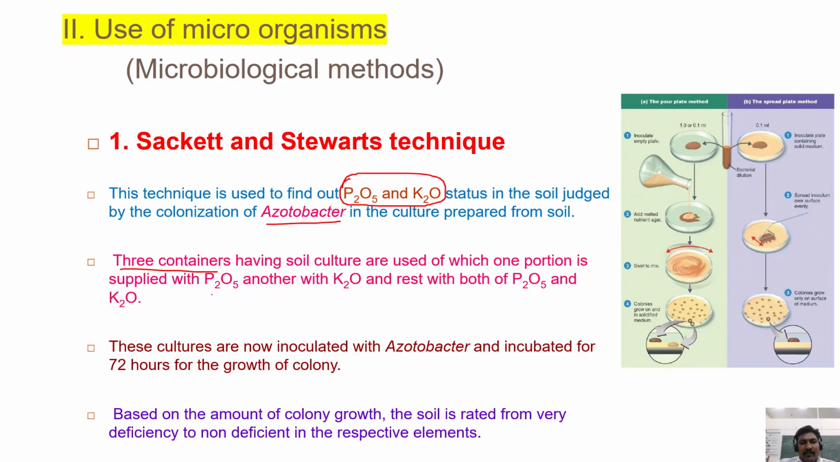One is supplied with phosphorus, another is supplied with potassium, and the third container will have both, phosphorus plus potassium. This culture will be inoculated with Azotobacter and incubated for 72 hours to allow the growth of colonies of Azotobacter. Based on the amount of colony growth, the soil is rated deficient, moderate or sufficient.